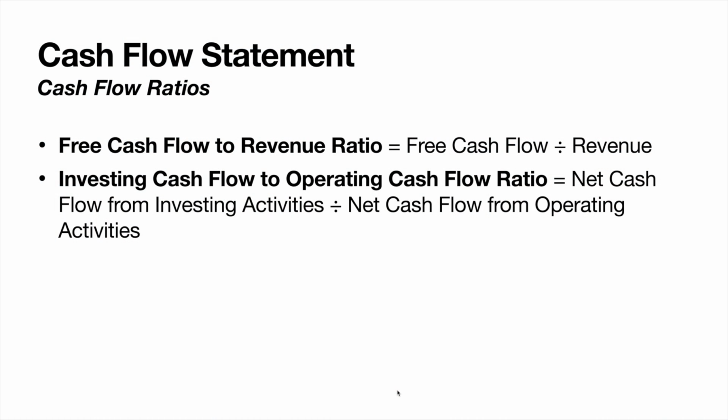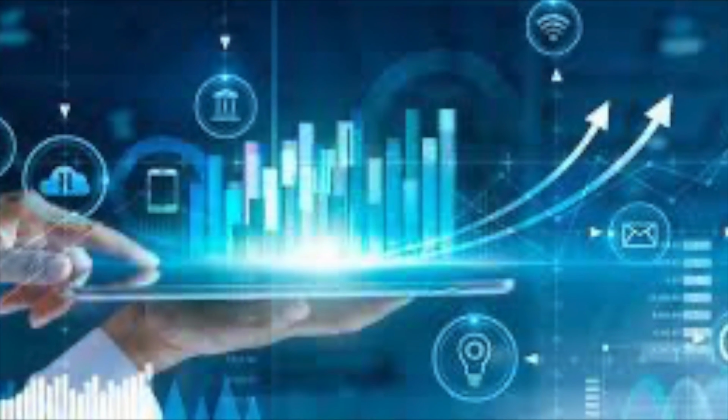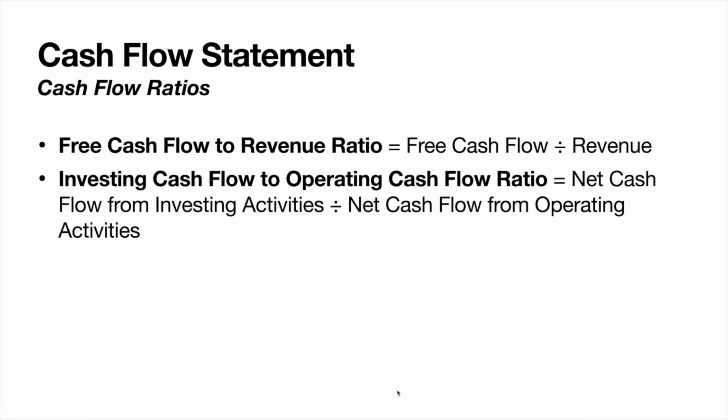Investing cash flow to operating cash flow ratio is equal to net cash flow from investing activities divided by net cash flow from operating activities. This ratio shows how much cash is spent on maintaining and investing in the company's growth. A company that focuses on growth will most likely increase earnings in the future by investing in new technologies or other areas that could bring in more profits.